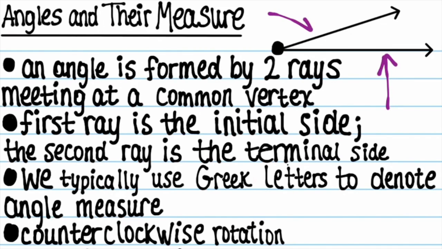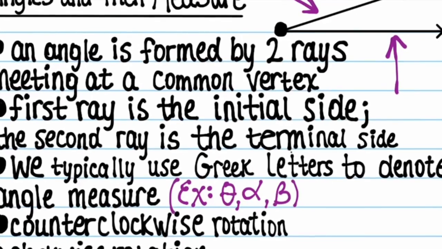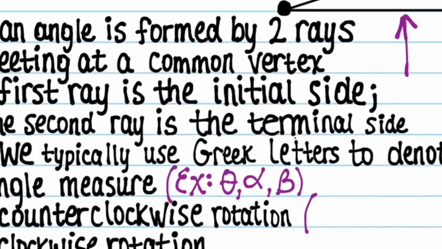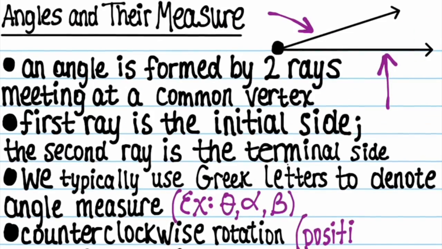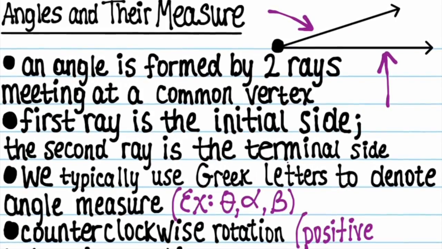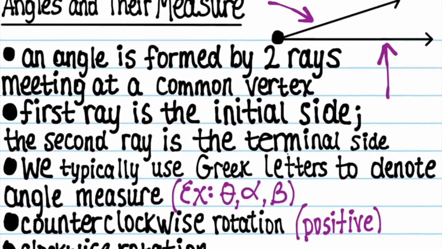The second ray is called the terminal side. The terminal side begins overlapping that initial side. However, when we form an angle, the terminal side is going to sweep open. Now, if that angle, which we will probably represent with a Greek letter, theta, alpha, beta, whenever we don't know what its measure is, if it sweeps open in a counterclockwise direction, which obviously means not clockwise, that angle will have a positive angle measure. However, if that angle sweeps out in a clockwise direction, that angle will have a negative angle measure.